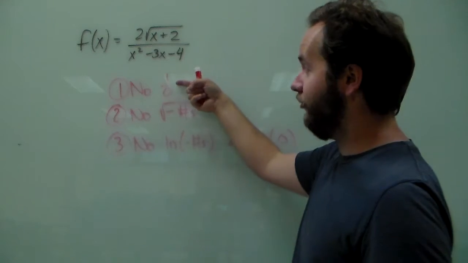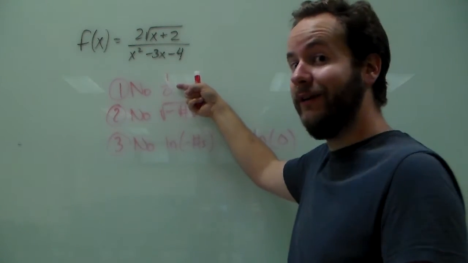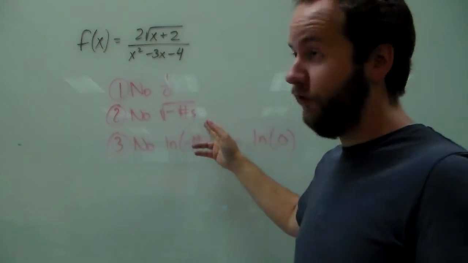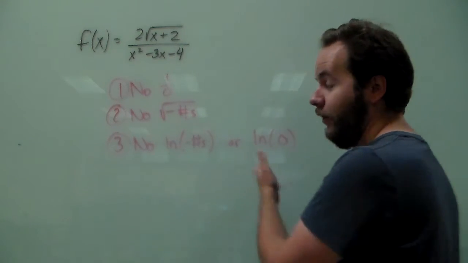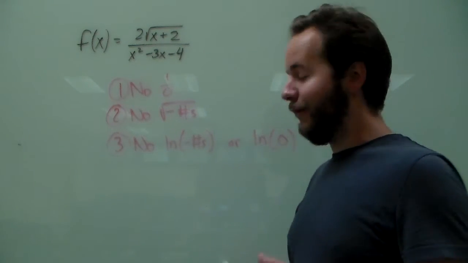So whenever you're doing these domain problems, you should always be going through these three rules in your head. Ask yourself, do I see a fraction bar, by which I might possibly divide by 0? Do I see a square root, by which I might take the square root of a negative number? Do I see any logs or natural logs? And if I do, I need to worry about that.